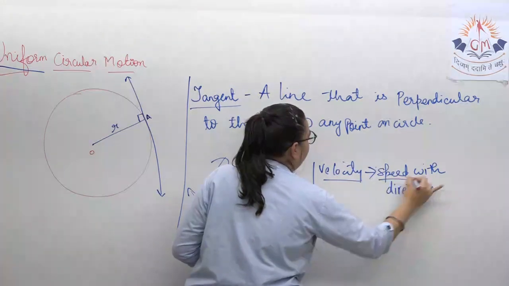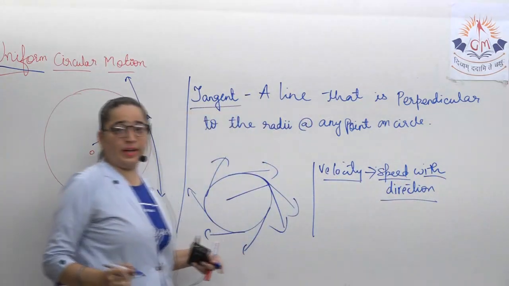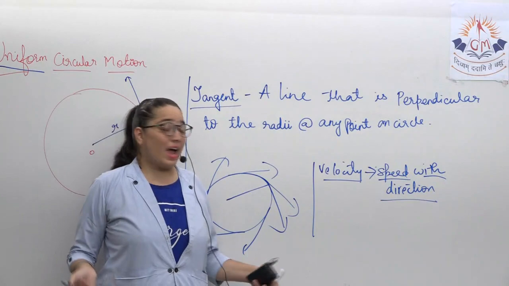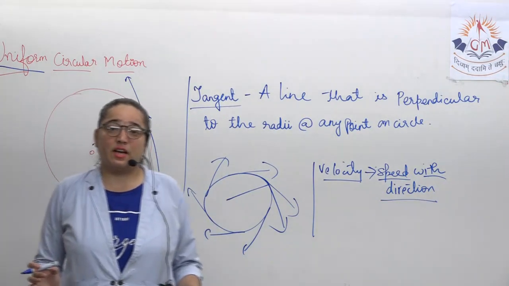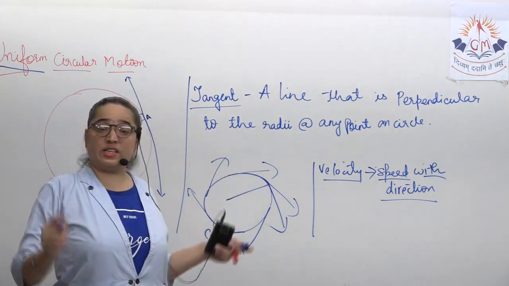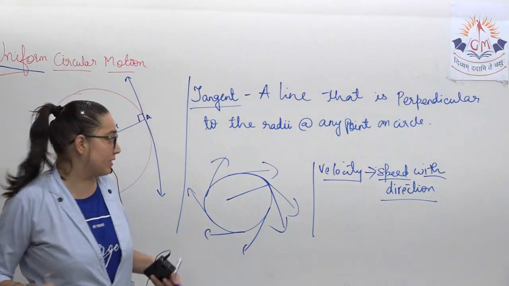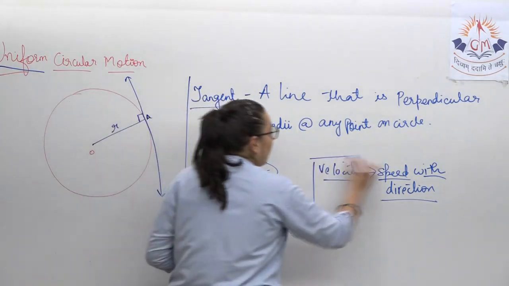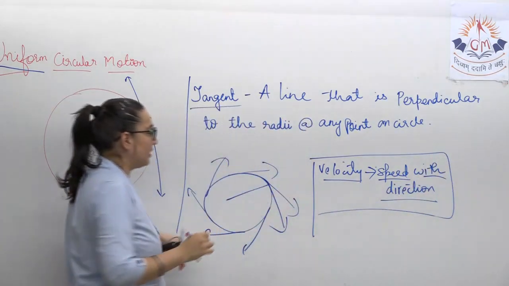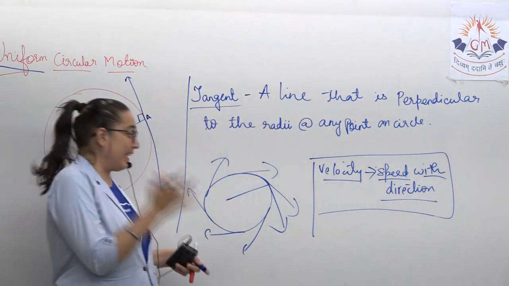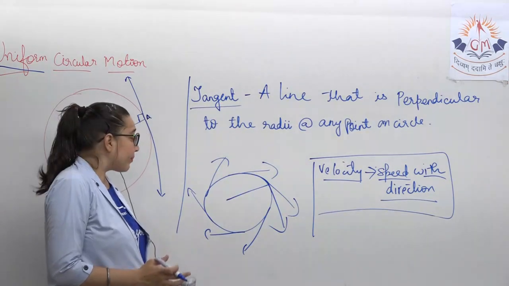What is velocity? It is speed with direction. So as in how the direction is, velocity depends on two things. One is the speed and another one is the direction. So this is somewhat new concept that is getting added in your syllabus.